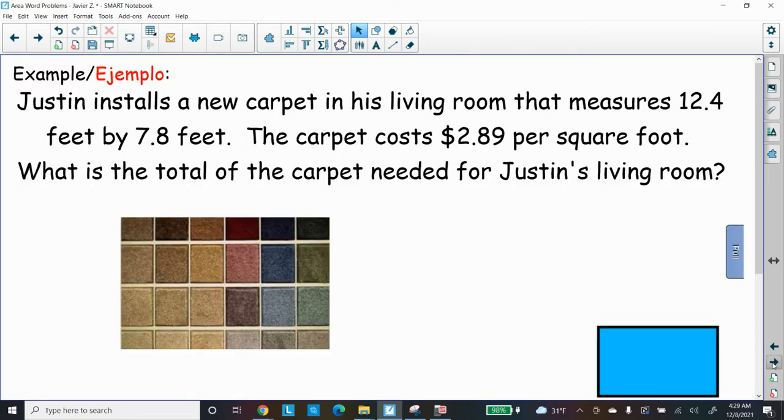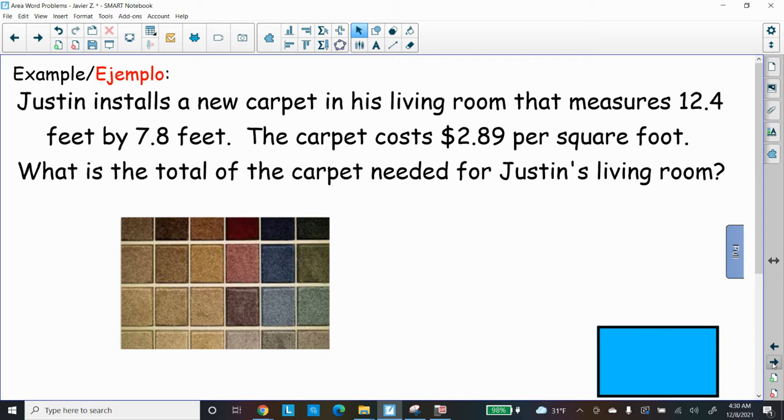All right, let's get into an application. What we mean by application is an actual use of area problems, because people always ask, Dr. Rob, when am I ever going to use this stuff? So here's an example where Justin installs a new carpet in his living room that measures 12.4 feet by 7.8 feet. The carpet costs $2.89 per square foot. What is the total area of the carpet needed for Justin's living room?